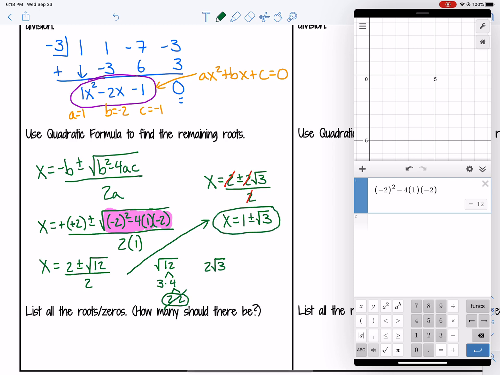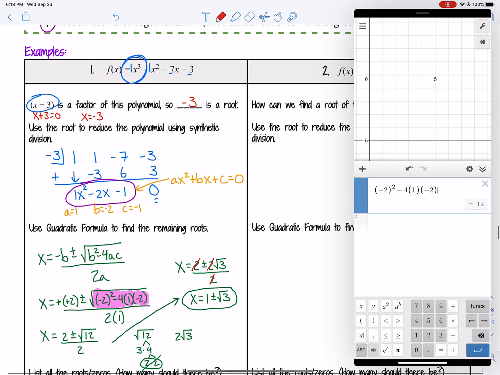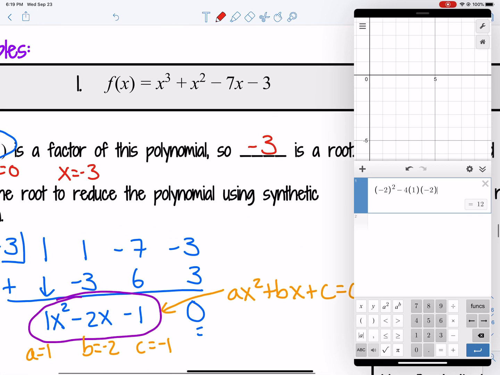Now our final step is to list all the roots or zeros, and how many there should be. Let's talk about that for just a second. If you look at the original polynomial that you were trying to find roots for, it has a degree of 3. It was written in standard form, in descending order of exponents.